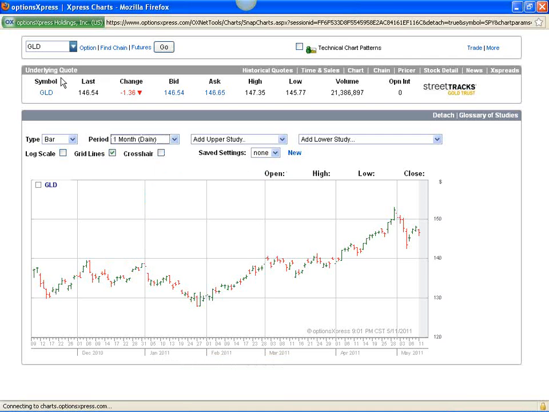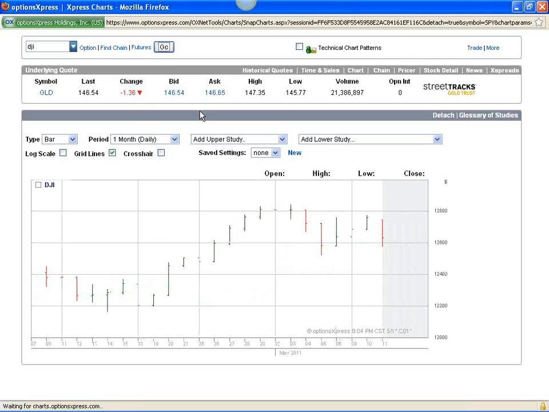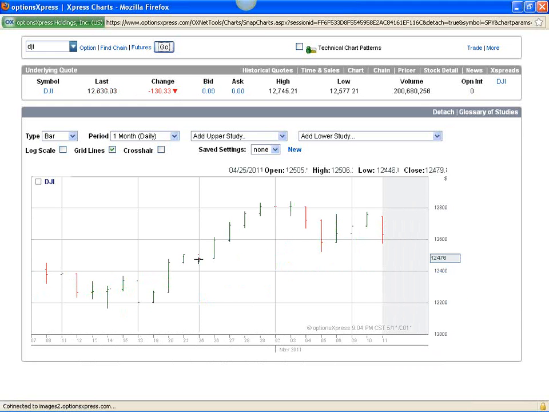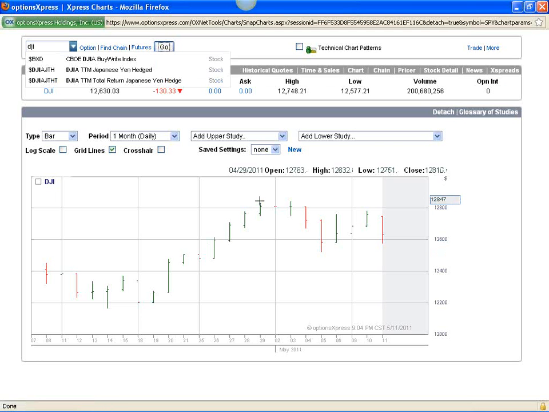Let's go to DJI because you guys can then see the Dow Jones very easily and understand it. Let me bring up the Dow Jones because that's on the news every day, and I think most people can grasp that. Okay, here's the Dow Jones at about 12,000. 1 day, 2 days, 3, 4, 5, 6, 7, 8 days, 12,830 points. So 830 points in 8 trading days.